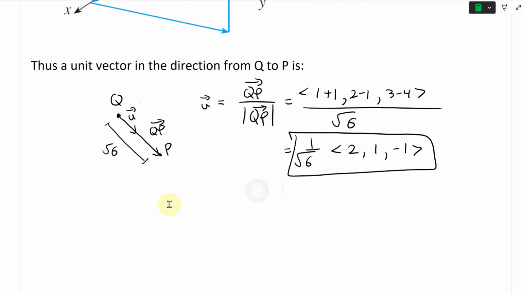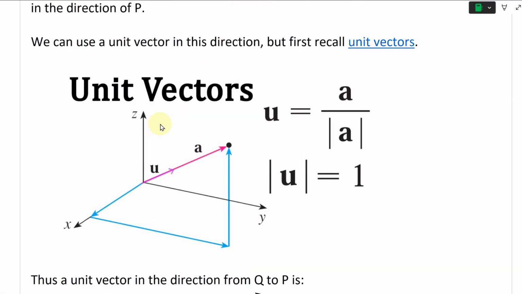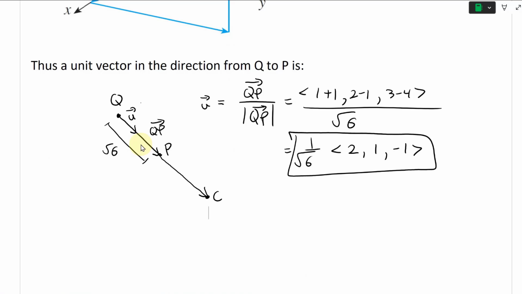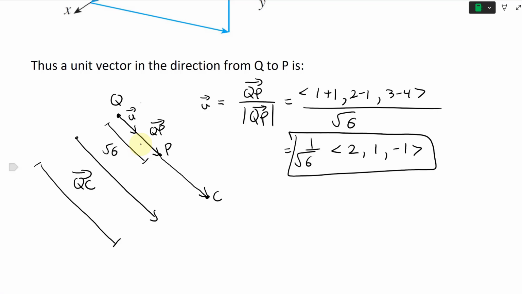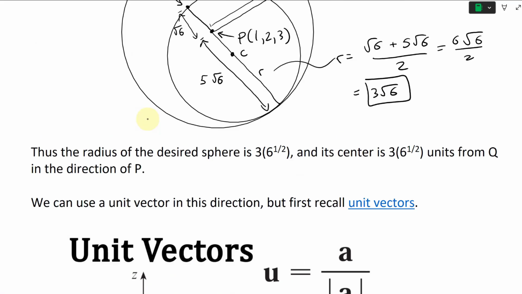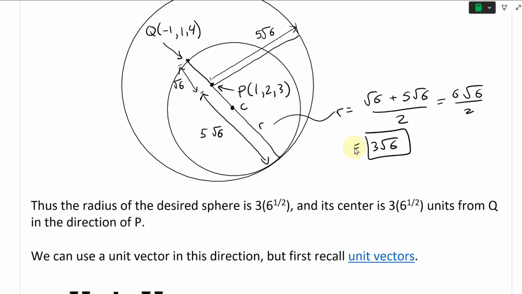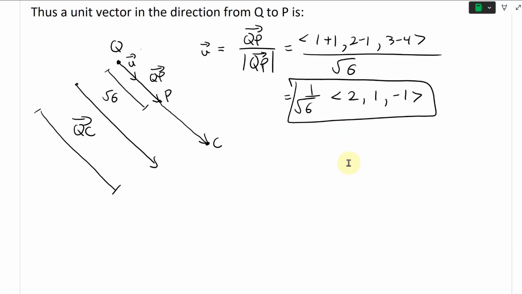Alright, so now if we extend further out all the way to C, what I'm going to call this vector from Q all the way to C is QC. So basically like this to this. This is QC, and its length we already know. The length from Q to C is the radius, so it's going to be square root 3 times square root 6. So this is 3 square root 6 like that.